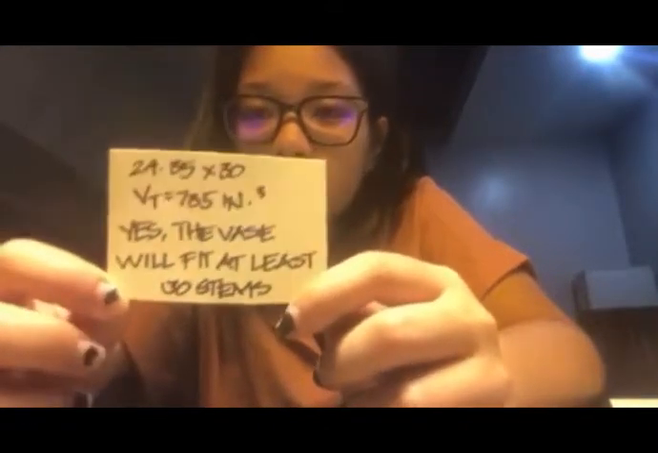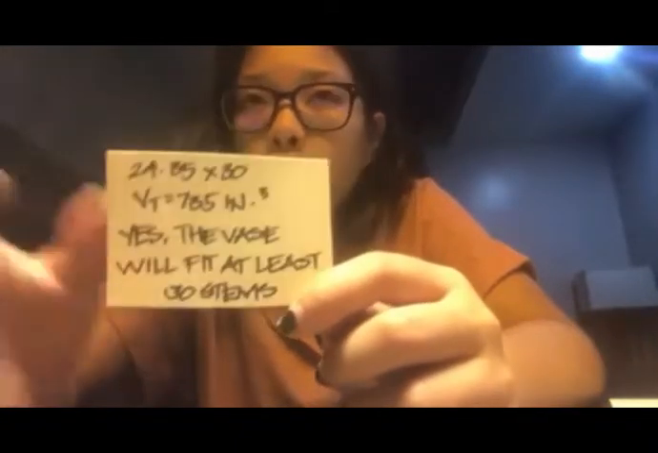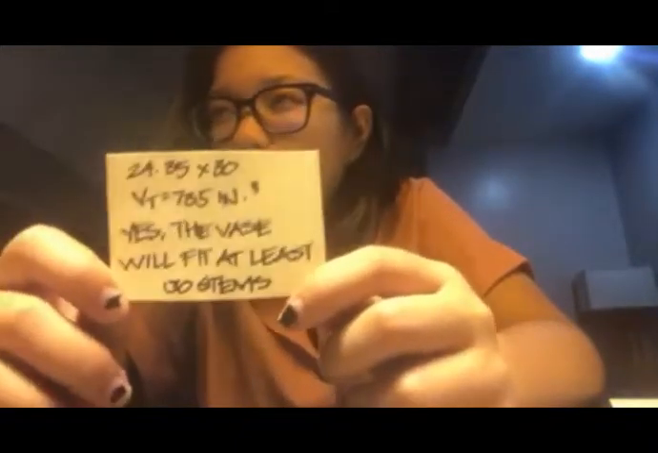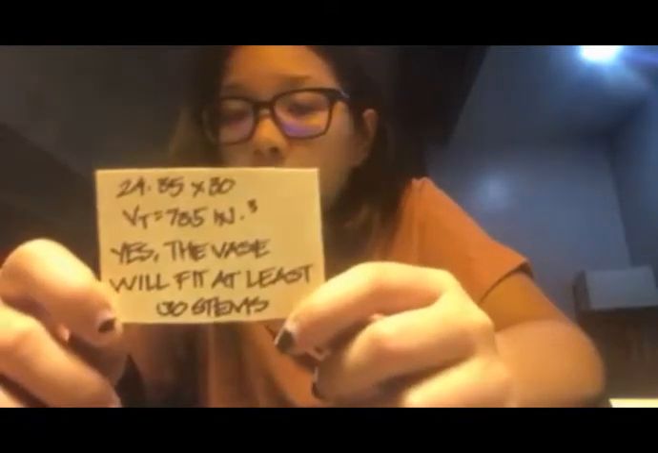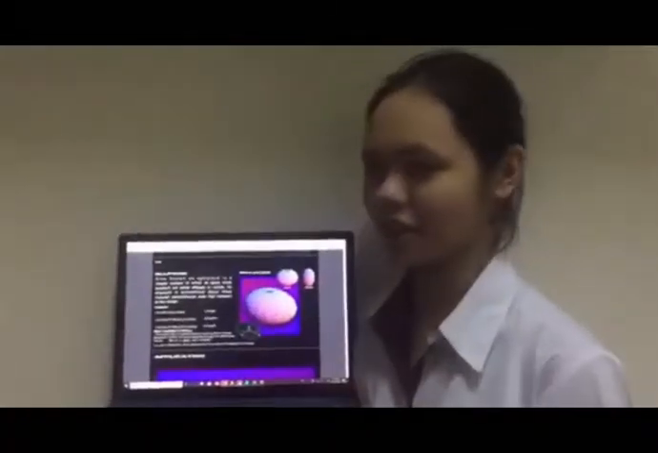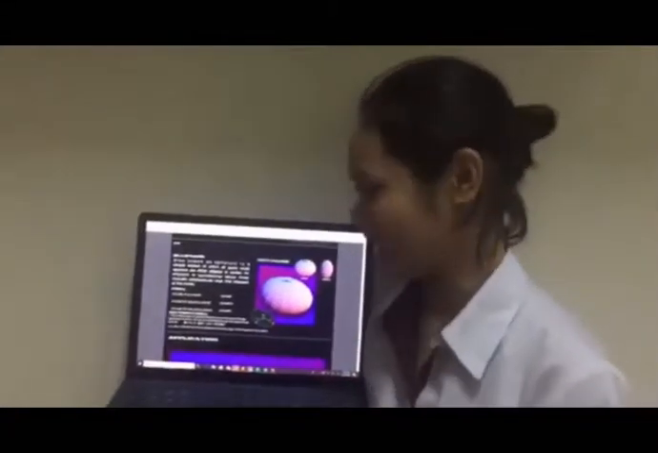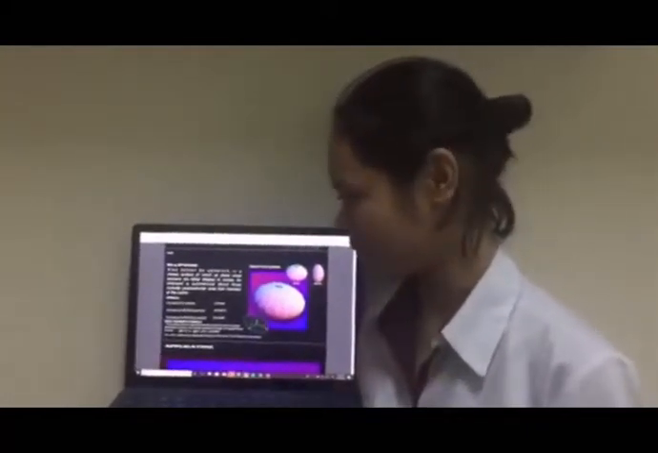So yes, the vase will fit 30 flower stems or more because the volume of the vase is 903 and the total is 735. So I'm going to report the ellipsoid. So what is an ellipsoid? It's also known as a spheroid.